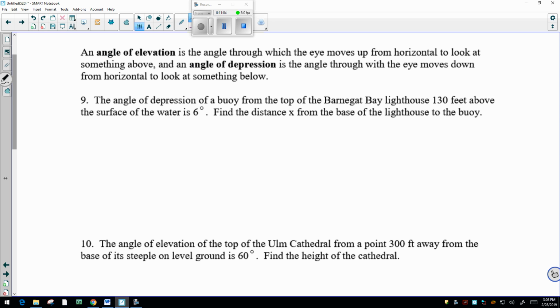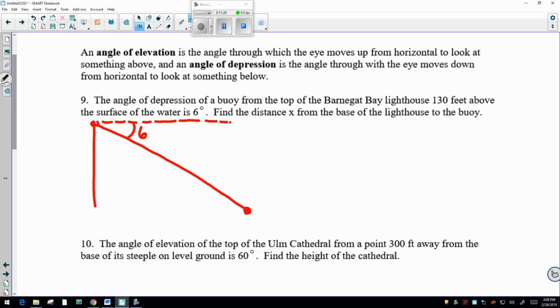So two basic questions here. You have the angle of depression of a buoy from the top of a lighthouse. Here's our lighthouse, and we have some person standing at the top of the lighthouse. Here's their normal line of sight. Because it's an angle of depression, now they have to look down, and they're taking a look at this buoy, and it says it's 6 degrees. So notice where that 6 degrees goes.